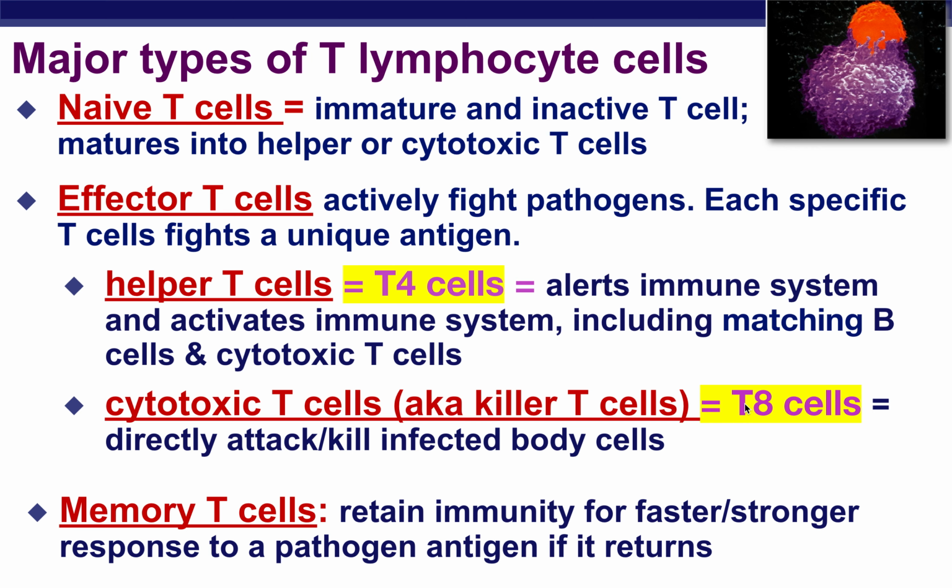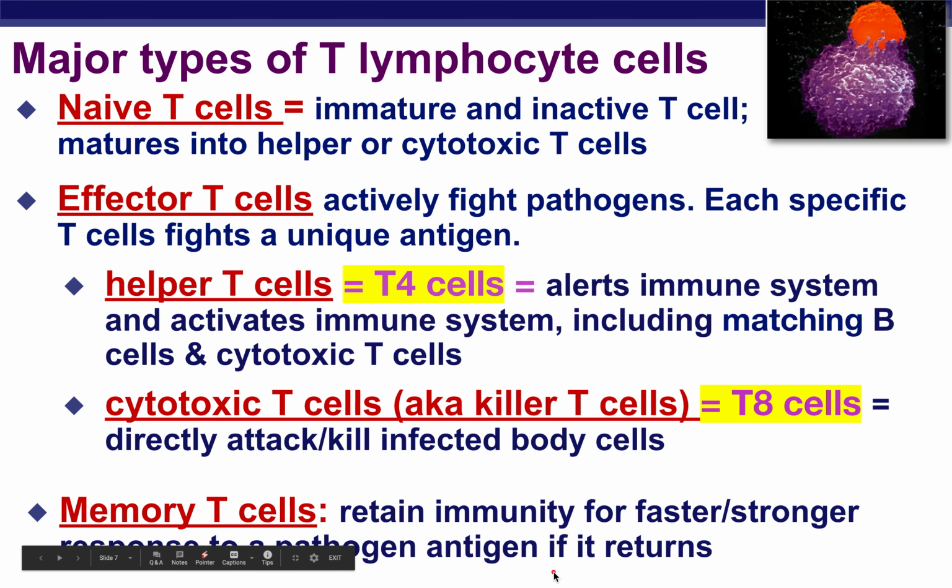And finally, the last major class of T lymphocytes is what's known as memory T cells, which are the T cells that retain immunity for a faster, stronger response to a pathogen or antigen if that pathogen or antigen returns, just like memory B cells, right? So these initial effector cells, just like the effector cells of the B cells, the plasma cells, they both take about a week to 2 weeks to engage against an invading pathogen. But once they have gotten rid of that pathogen, you have lingering memory cells that are going to stick around.